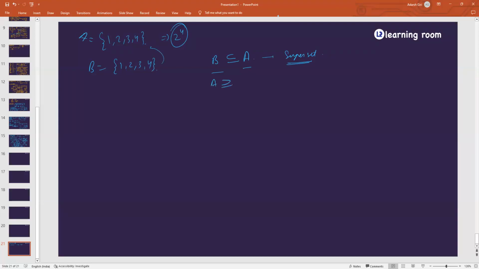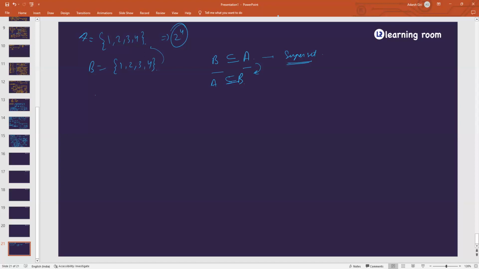Similarly, we can say it like this also. Even A, now we don't know which one is the subset or which one is the set, isn't it? So if A is a subset and equal to B, then B will be a superset of A. And we can write it conversely also.